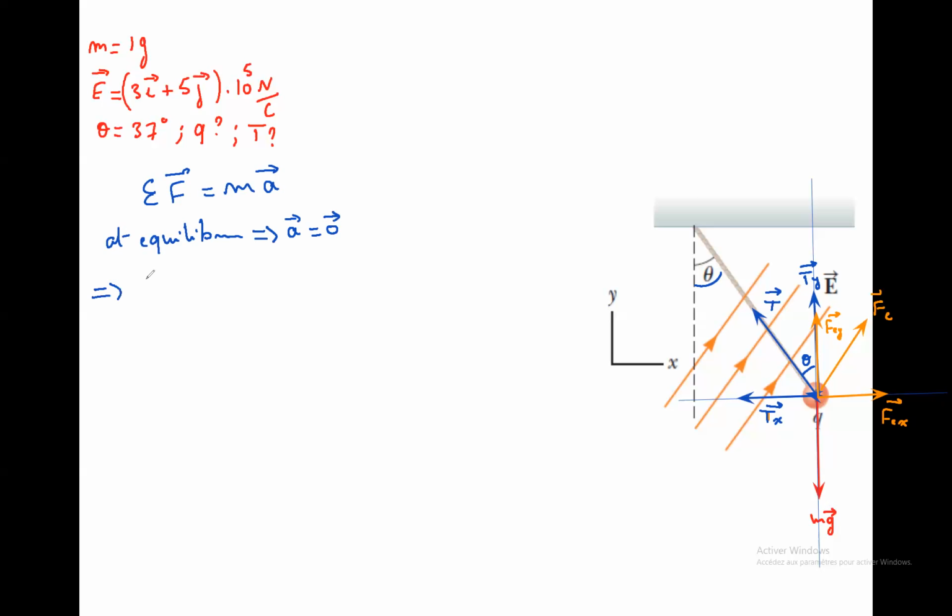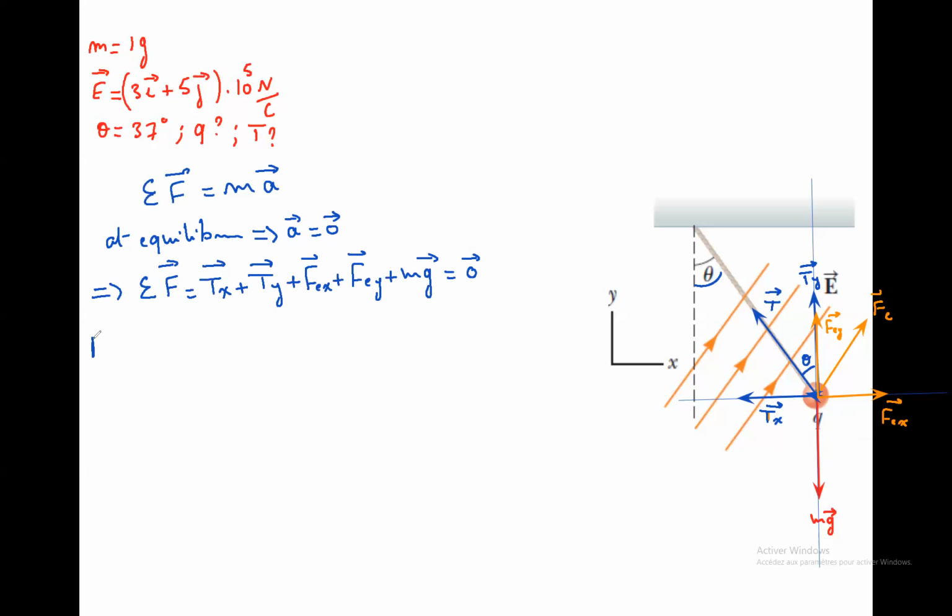So the summation of F is equal to Tx plus Ty plus Fex plus Fey plus Mg. Mg has only a y component. All these vectors equal 0. Don't forget, it's important to write this equation.